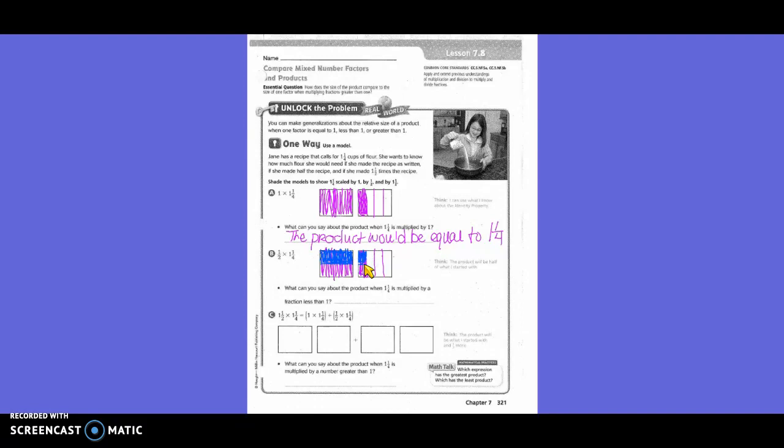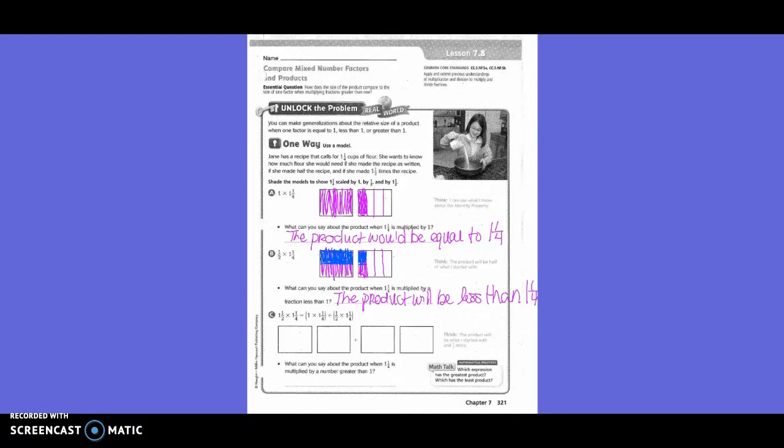What can you say about the product when 1 1/4 is multiplied by a fraction less than 1? So what will that product be? Is it going to be greater than, less than, or equal to, guys? The product will be less than 1 1/4.